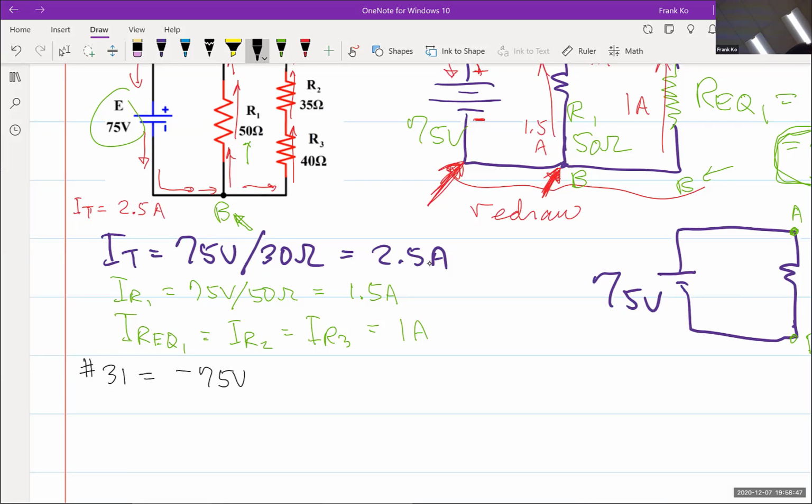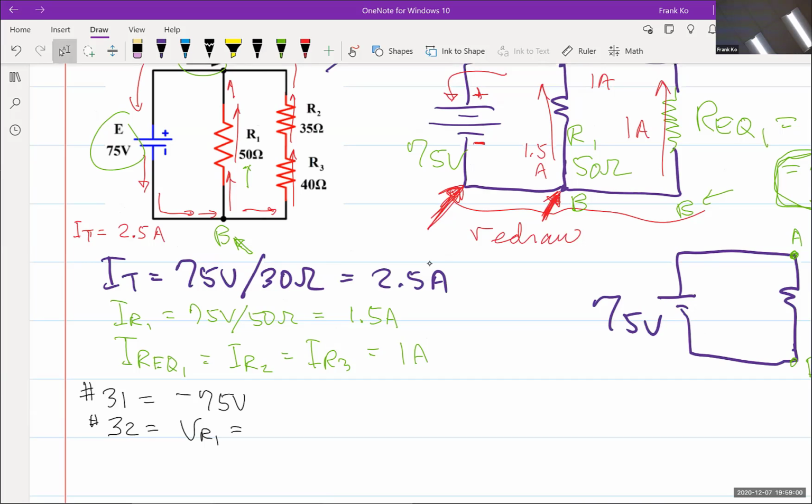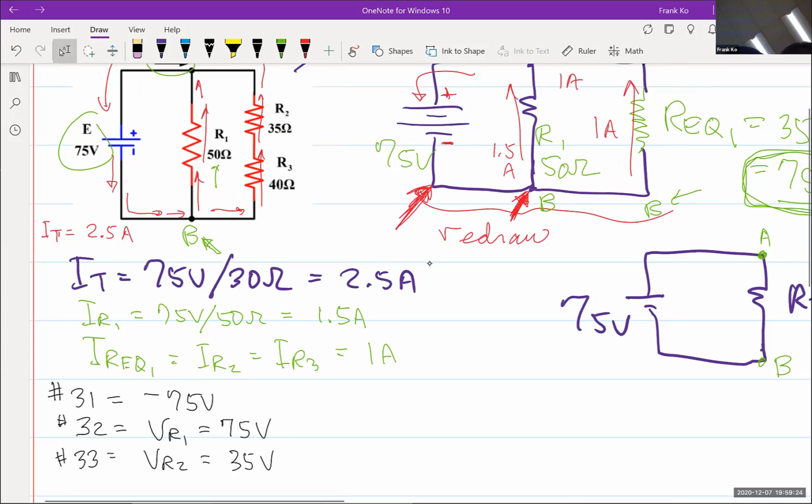How about your voltage across R1? What is your VR1 for question number 32? Number 32, VR1. When you're looking at what's asked of you, the voltage across R1 doesn't specify which lead goes where. So here you're only looking at 75 volts as an absolute value. And then for number 33, which is my VR2, VR2 should work out to be 35 volts. Anybody have any questions why? You have 1 amp flowing through.